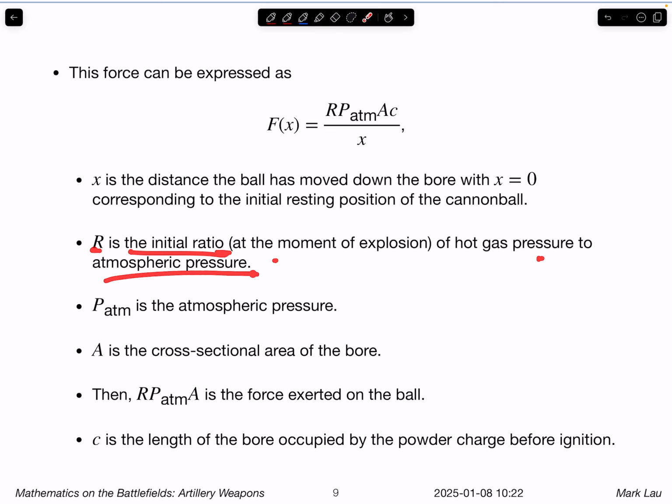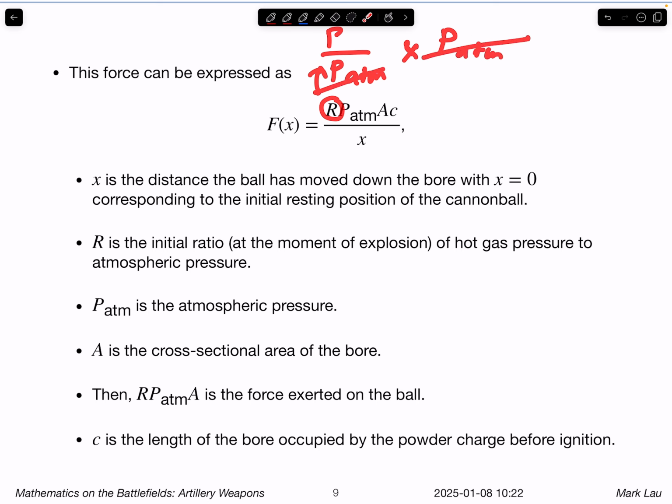Ratio of pressure divided by atmospheric pressure. Okay, so basically R is P divided by P ATM, and the next term is P ATM. Then they basically cancel each other out, and we are left with just the pressure of the gas. I guess the pressure of the gas is not easy to find out directly, but somehow we can get to know the ratio. I guess that's why the formula uses R.